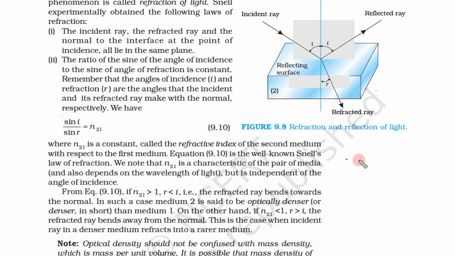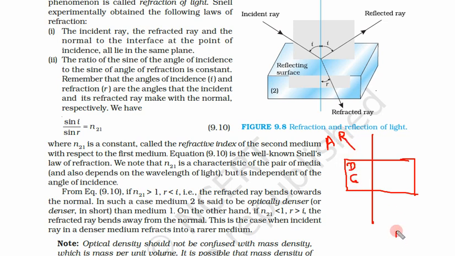So we have this glass slab. Let me make this much thicker so you can see. So this is the normal. This is air. This is glass. This is denser medium, this is rarer medium. This is again air, and this is a rare medium. So a beam of light is coming. Let us say this angle is I.